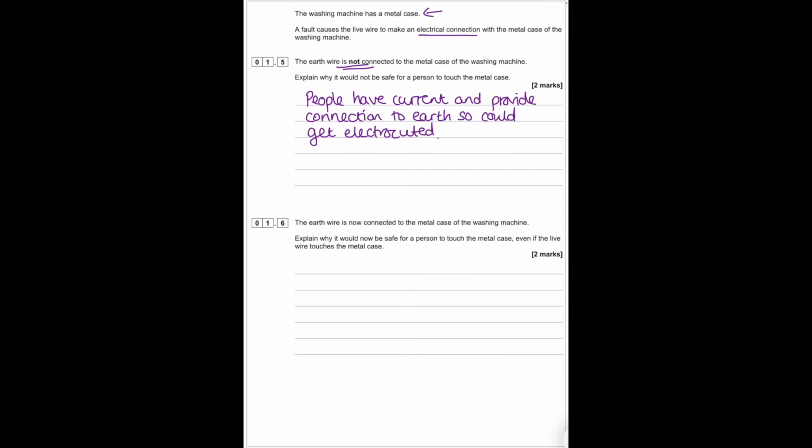The earth wire is now connected to the metal case of the washing machine. Explain why it could now be safe for a person to touch the metal case even if the live wire touches the metal case. So now, because the earth wire is actually touching the metal case, there's going to be less resistance in the earth wire, so the charge will flow through the earth wire instead of the person.